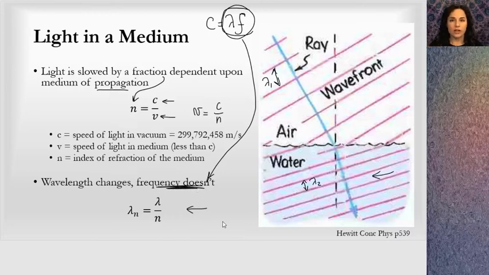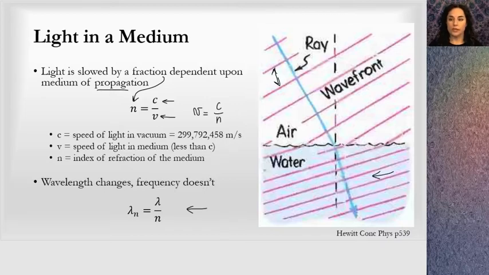The color of light is determined by its frequency. So even though you see the wavelength change, the color of the light will not change. So if you shoot red light into water, it stays red visibly, even though that wavelength is changing. The frequency doesn't change, and that's why it remains red light.